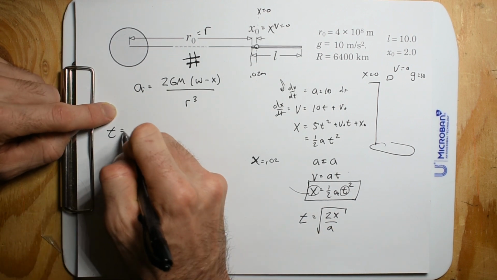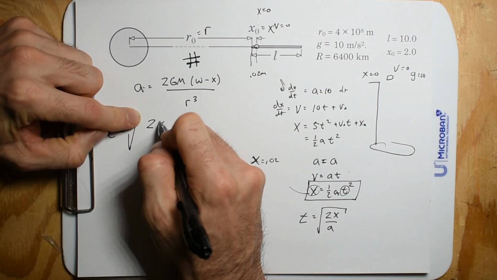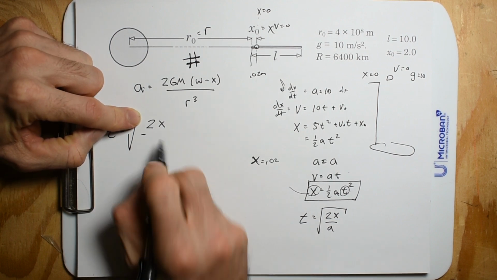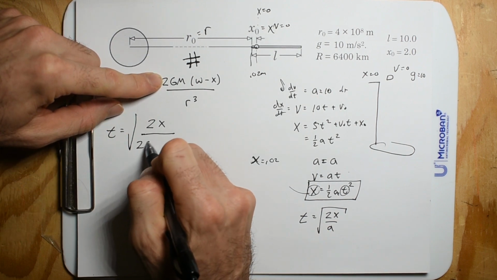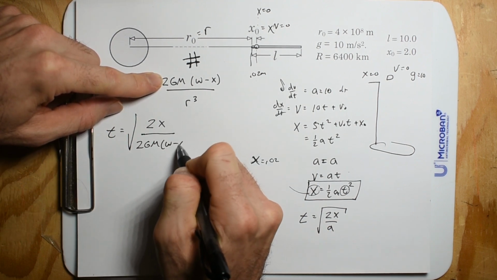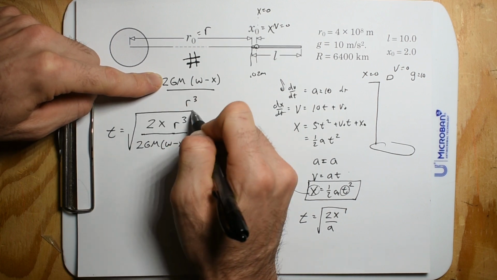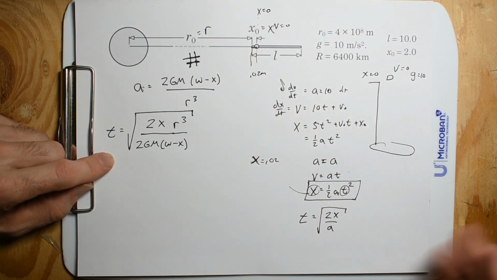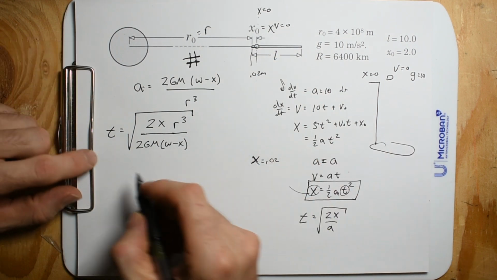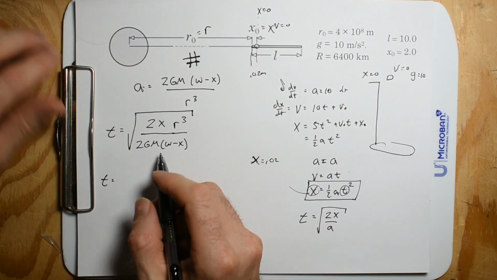So we have t is equal to the square root, and we're going to have 2 times x, and now we have to divide by a. So a is this, so we're going to divide by 2gm (w minus x), and then we have this r to the third term up here. And this is going to be the time that the bead will pop off. And so we can still basically do this without a calculator.